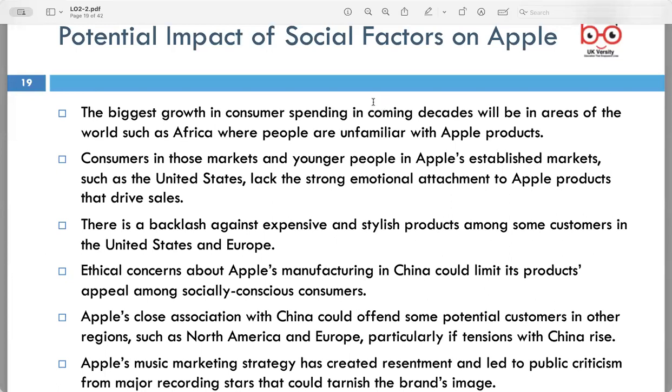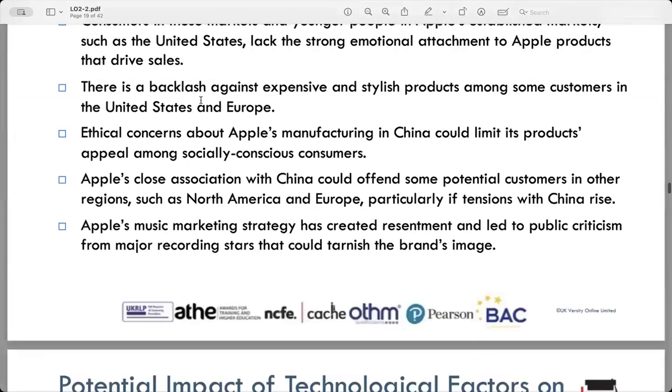Any questions so far, if anyone is there?